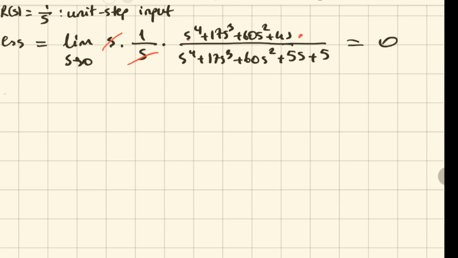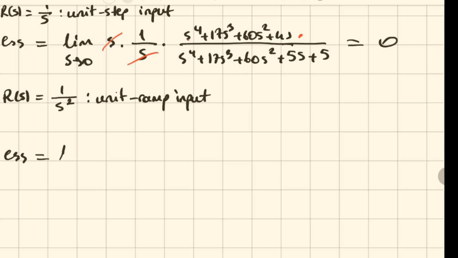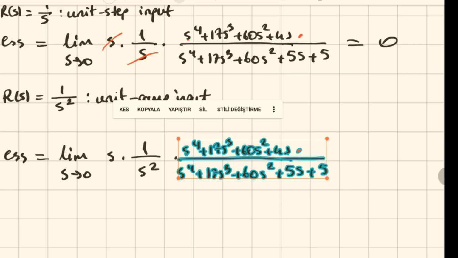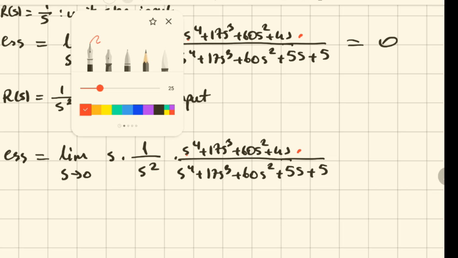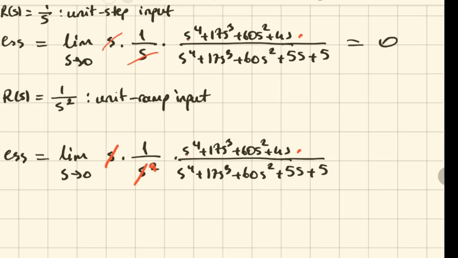Okay, what about the unit ramp input? Our R(s) will be equal to 1 over s squared for the unit ramp input. ESS will be equal to the limit as s approaches 0 of s times 1 over s squared from the reference signal. Let me copy this part to here. What do we have now? One s is cancelled here and one s is cancelled here. We get 2 here and we get 3 here.